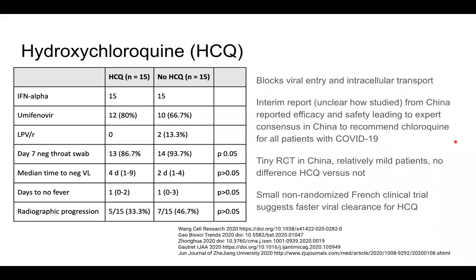So we're going to spend a couple slides on hydroxychloroquine, which is getting a lot of press right now. Hydroxychloroquine is an agent that was found to have in vitro activity for SARS-CoV-2 very early on in the pandemic. It is thought to prevent binding at the ACE2 receptor and also to prevent intracellular transport of the virus in the endosome. So what is the data that's out there to date?